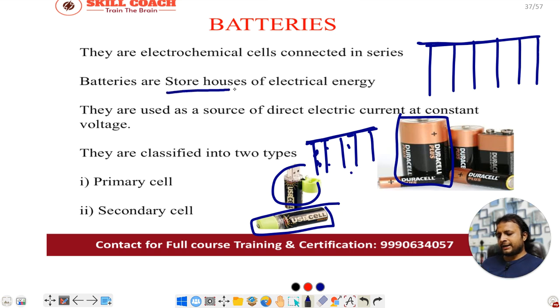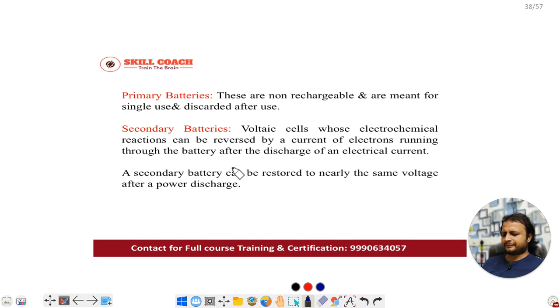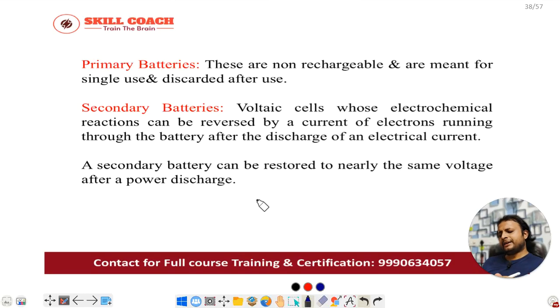Batteries are storehouses of electrical energy. So what energy is being stored in batteries? There are primary cells and secondary cells. We all know about this; I am just taking a quick revision. Primary batteries are non-rechargeable: use and throw, single-use batteries.